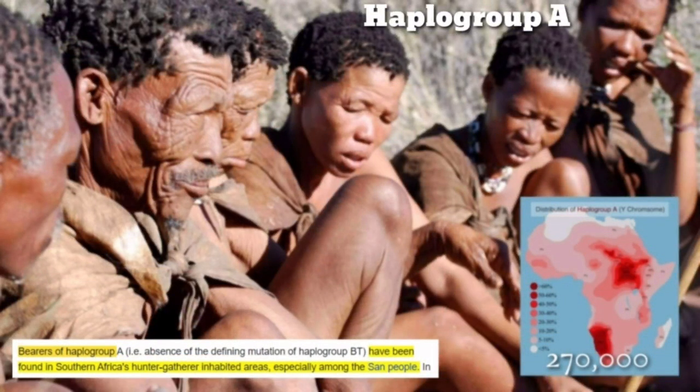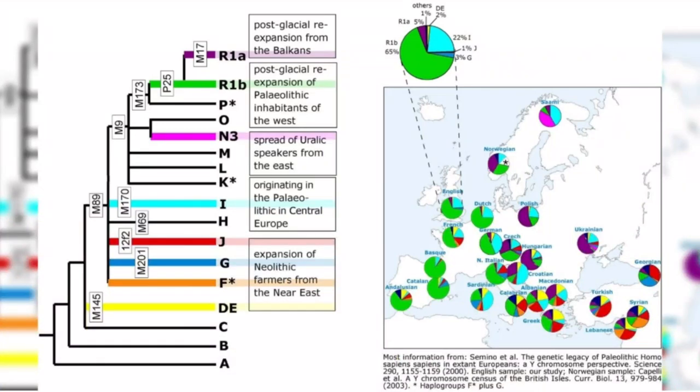Bearers of haplogroup A have been found in southern Africa's hunter-gatherer inhabited areas, especially among the San people. Haplogroups A on the bottom to R1A on the top, A to DE. Then we have F to J, which is expansion of Neolithic farmers from the Near East. Then we have H to K, originating in the Paleolithic and Central Europe. Then we have L to O, spread of Uralic speakers from the East. Then we have O to R1B, post-glacial re-expansion of Paleolithic inhabitants of the West. Last, we have R1A, post-glacial re-expansion from the Balkans. This is evolution. This isn't the narrative of the Bible.